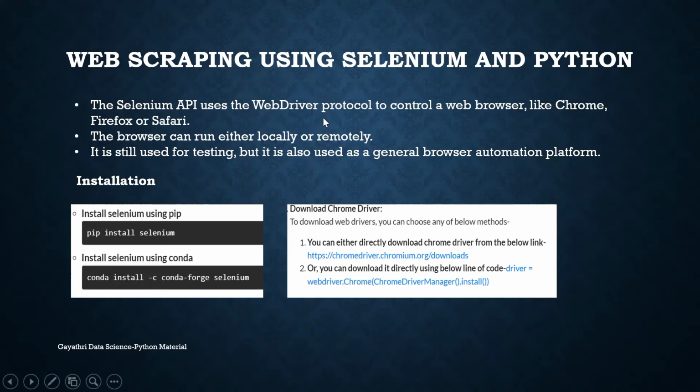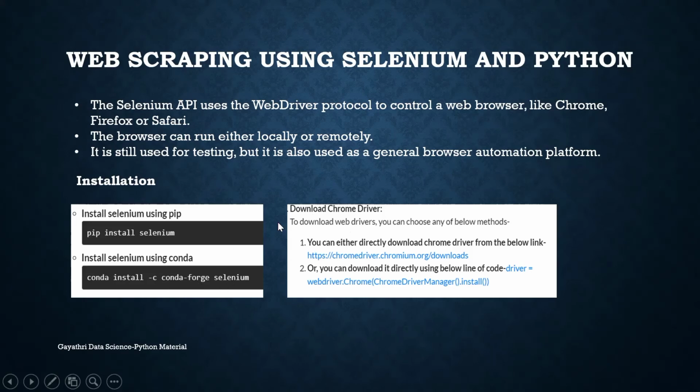So Selenium generally uses a WebDriver object in order to scrape the data. The browser can be run either locally or remotely, and it is still used as a general browser automation platform. Selenium also has to be installed early. For that, we go for pip install selenium, and when using Anaconda, we go for conda install selenium in the Anaconda prompt window. You just give this command line, and then you run it.